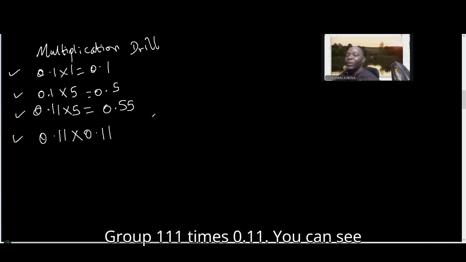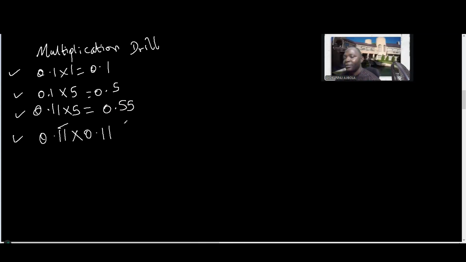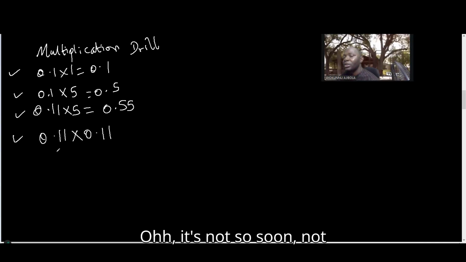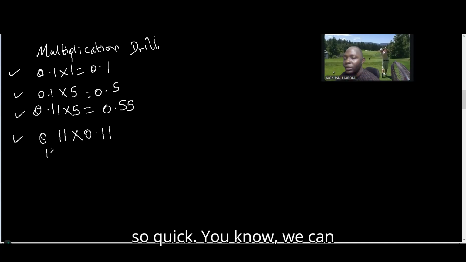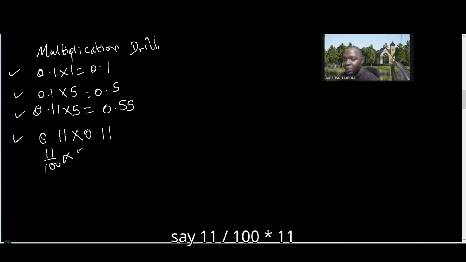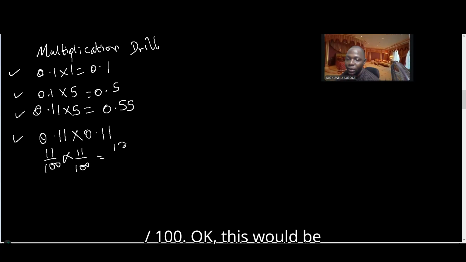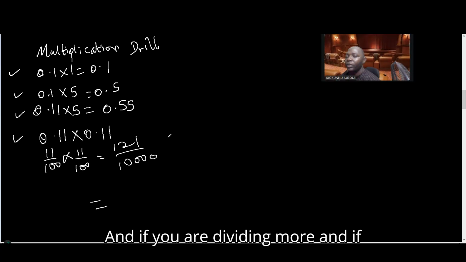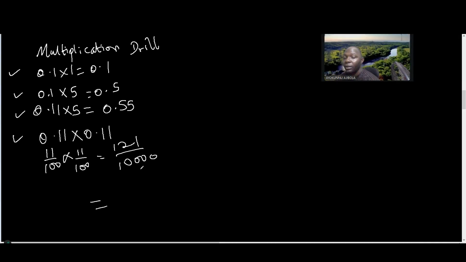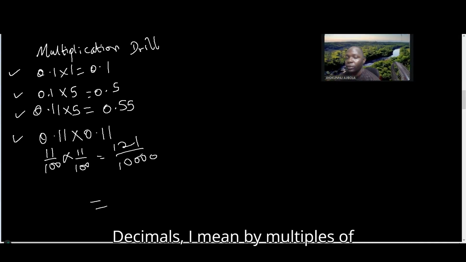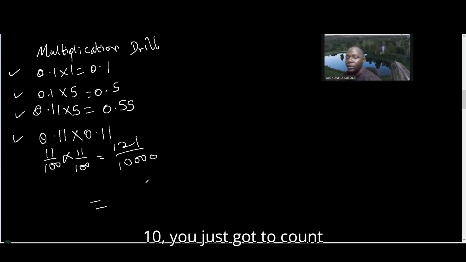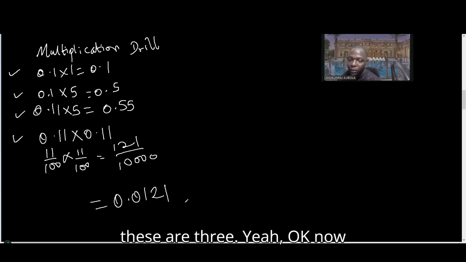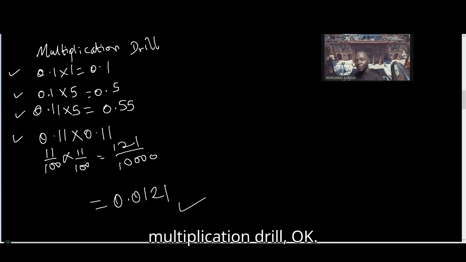0.11 times 0.11. You can say 11 times 11, right? 11 times 11. That's 121, but not so quick. You know, we can say 11 over 100 times 11 over 100, okay? This will be 121 over 10,000. And if you're dividing by decimals, by multiples of 10, you just got to count some zeros at the front. So these are 3. Are we going into 0.0121. Decimal now? And now I'm just giving you some multiplication drill, okay?